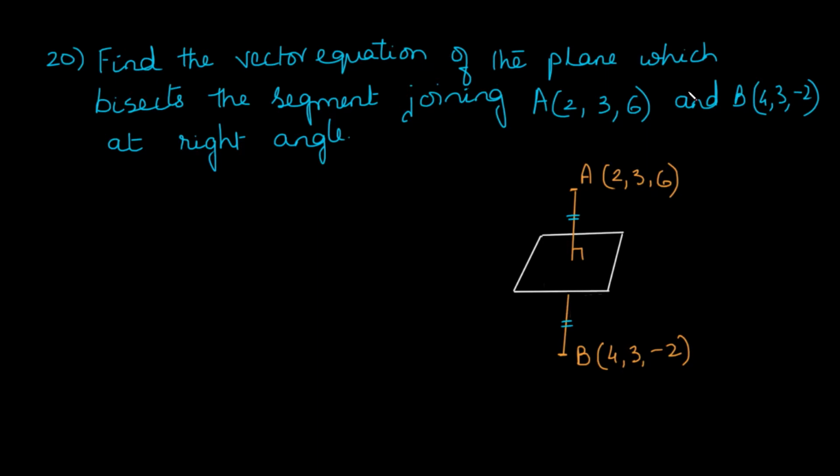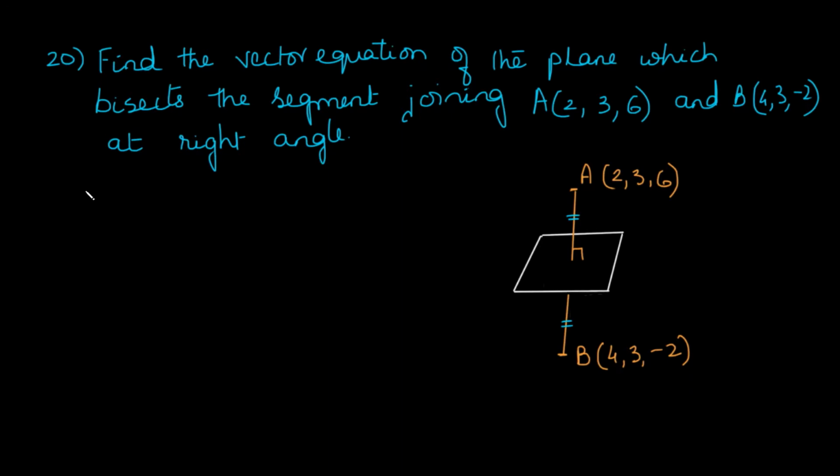Find the vector equation of the plane which bisects the segment joining A (2, 3, 6) and B (4, 3, minus 2) at right angle. So just to help you visualize the situation, the diagram has been drawn over here. You don't need to draw it during the exam. So this is the given plane. Segment AB is the given segment and the plane bisects the segment AB. That means it divides the segment AB into two equal halves at right angles. Okay, so that means segment AB is perpendicular to the plane.